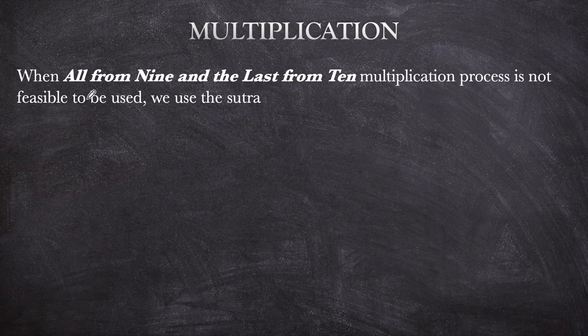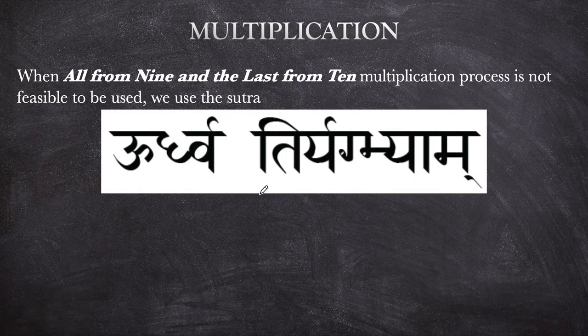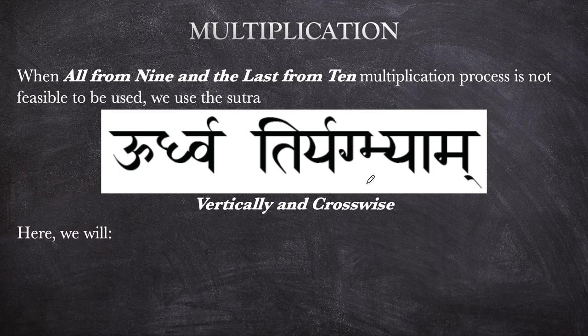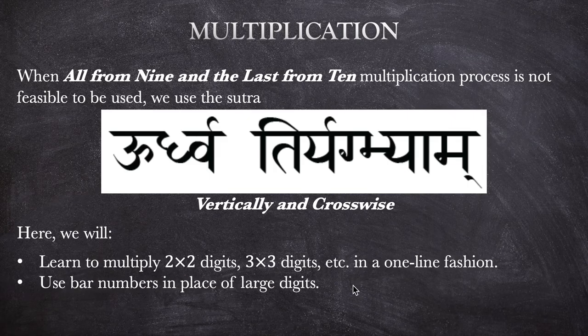So when the all from 9 and last from 10 multiplication process is not feasible to be used, we then use the sutra. This is Urdhva Tiryagbhyam. Again, Urdhva Tiryagbhyam. So in English, that's vertically and crosswise. In this part of the talk, we will be learning to multiply 2 by 2 digits, 3 by 3 digits, etc. in a one-line fashion as much as we can, and we will be making use of bar numbers or bar digits in place of large digits. So we're going to talk about that here.